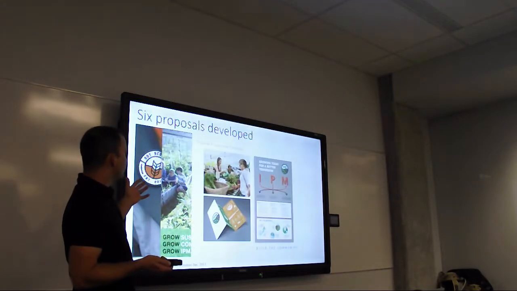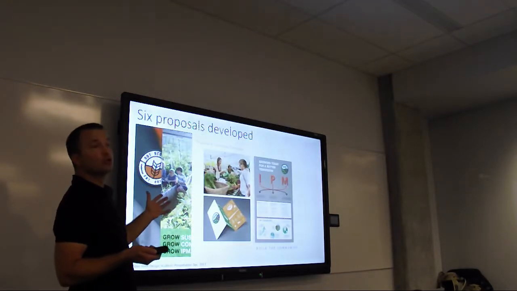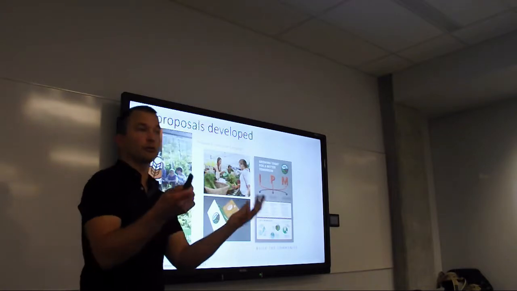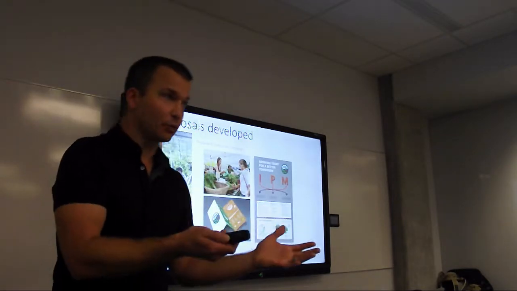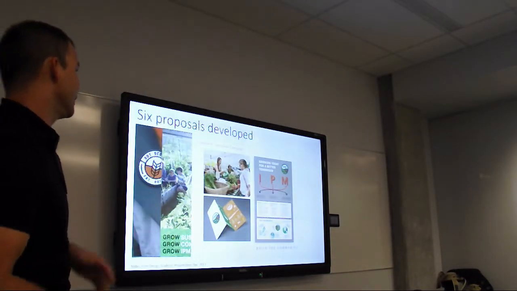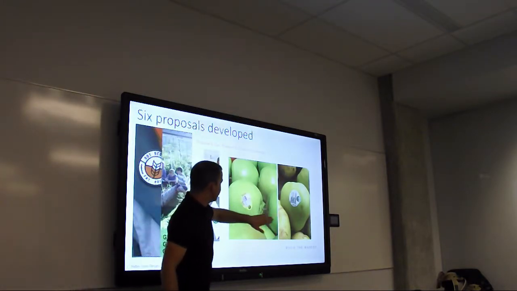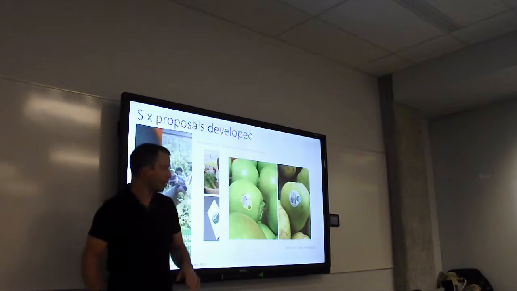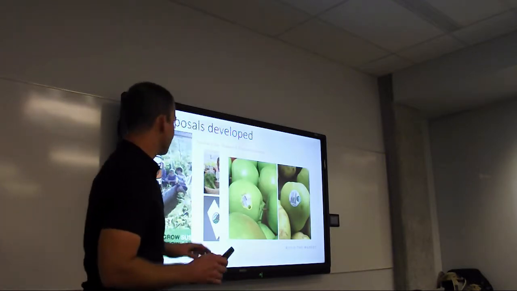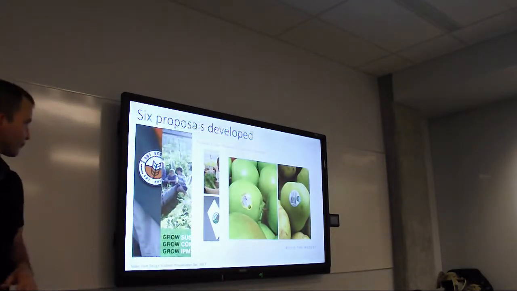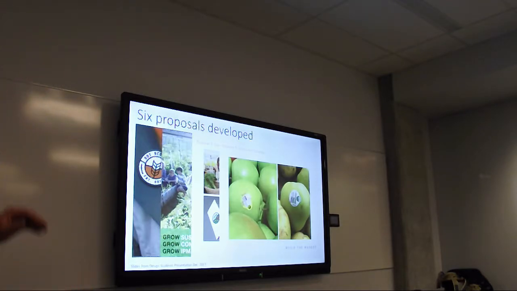Another proposal they came up with was a consumer campaign to help consumers become aware of crops grown with IPM as opposed to crops produced organically. And they even have this neat little mocked up IPM logo to go on IPM grown fruit, much as you would with organic produce. And so this was cool.